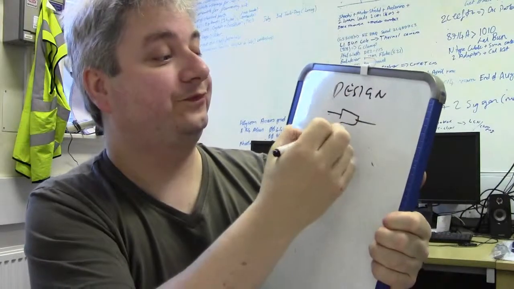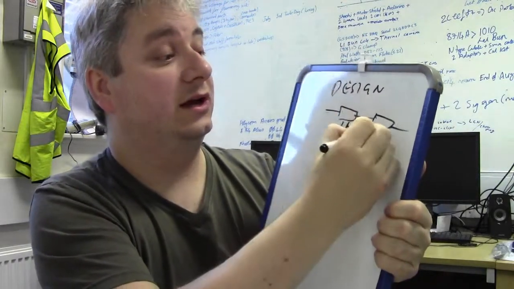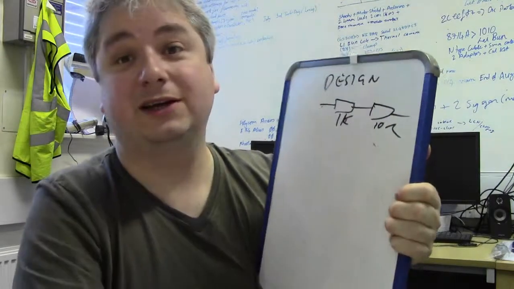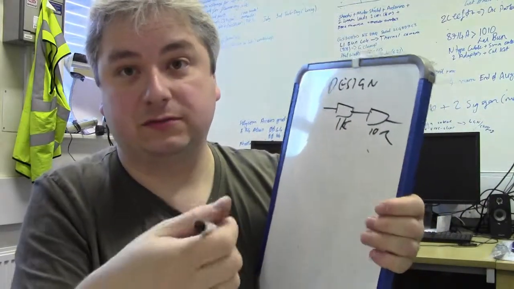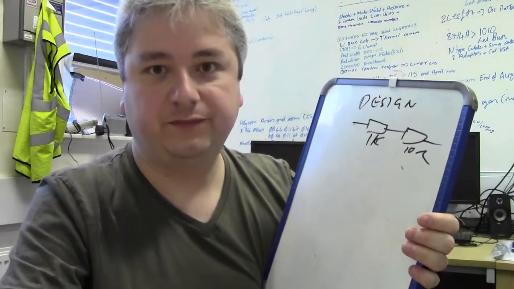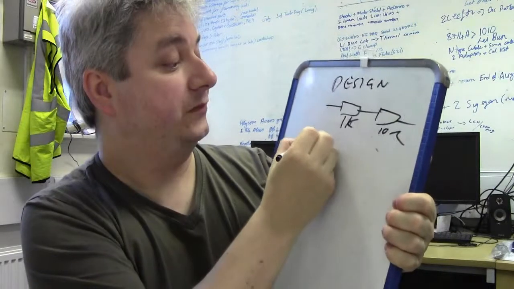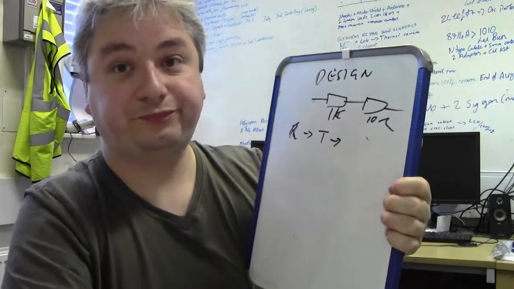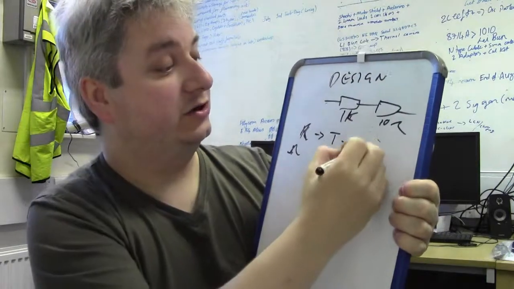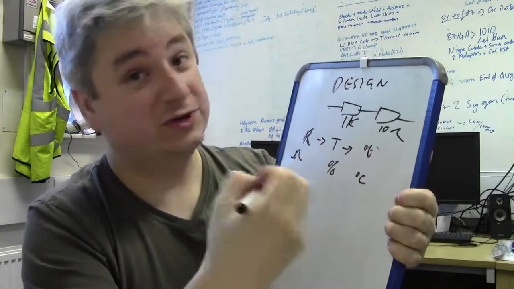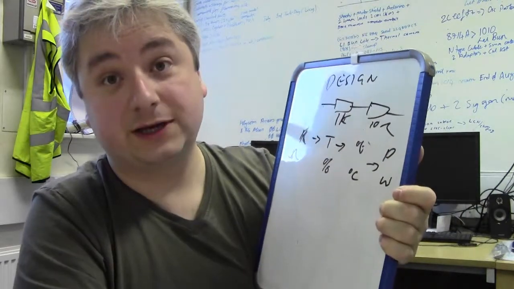Okay, so you've got your design. It could be a potential divider, and you designed it to be, say, a 1K and a 10 ohm. Which one do you need? Well, you have to do some extra calculations. What are the properties of your resistors? Well, obviously you've got your resistance in ohms, you've got your tolerance usually as a percentage, you've got your temperature coefficient, which I never tell you about, and you've got power. How many watts can your resistor dissipate?